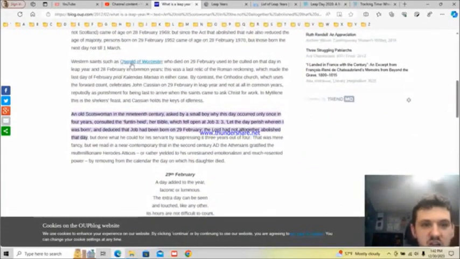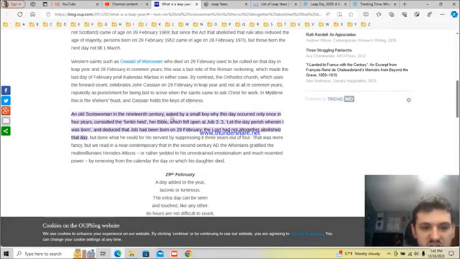Western saints, such as Oswald of Worcester, who died on February 29th, used to be celebrated on the 28th of February in the common years, a relic of Roman reckoning, which made the last day of February the sixth of the Calends of March. In contrast, the Orthodox Church, which uses the fixed count, celebrates John Cassian on the 29th of February in the leap year, and not in the common years, regarded as a punishment for the saint's idleness.